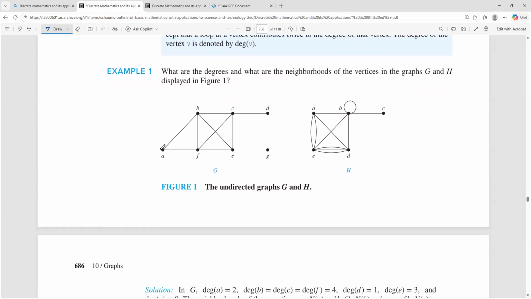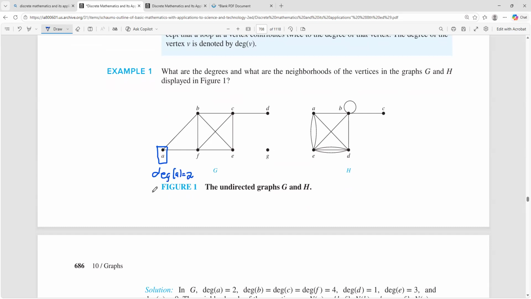Okay. So let's look at A. What is the degree of A? How many edges connect A with other vertices? 2. So the degree of A is 2.